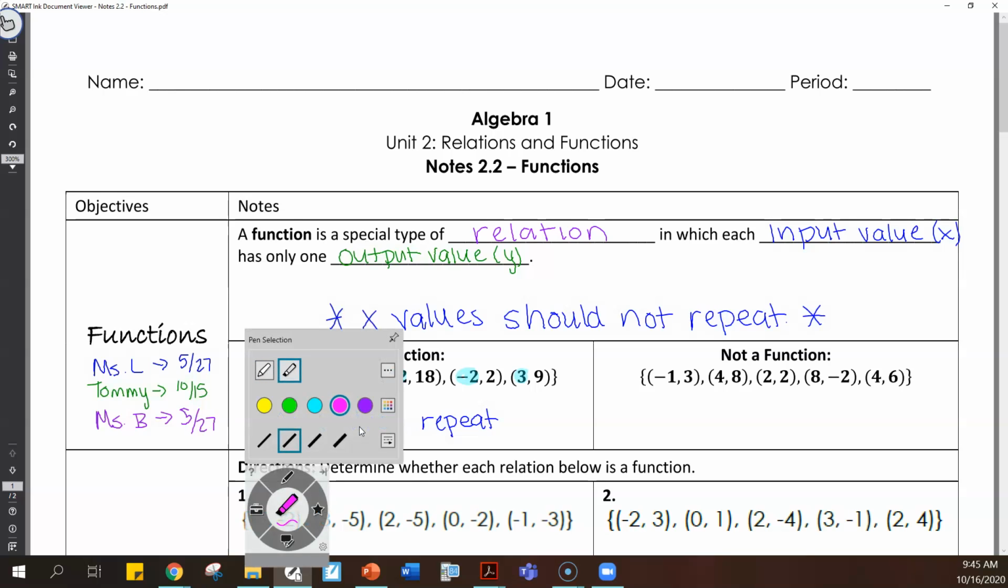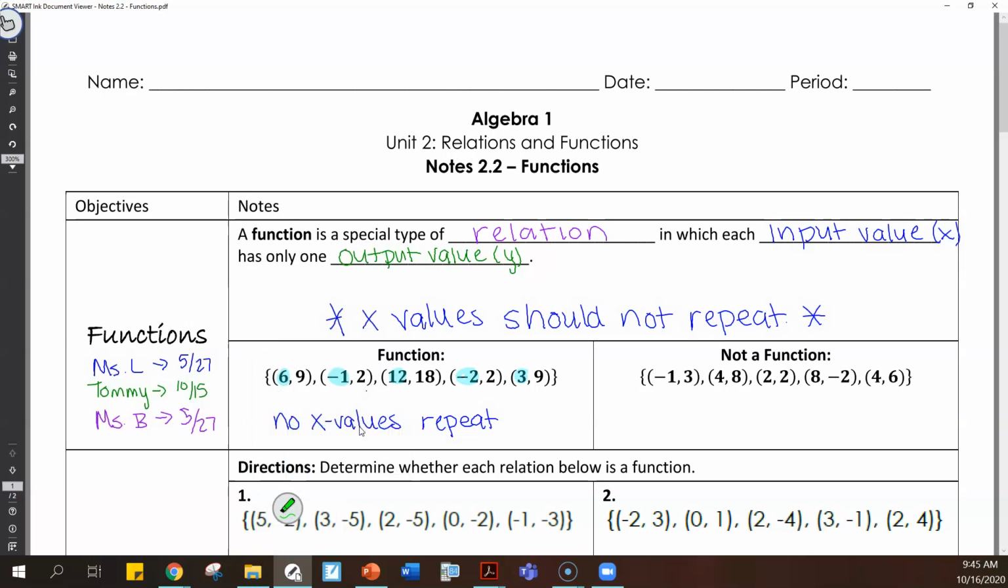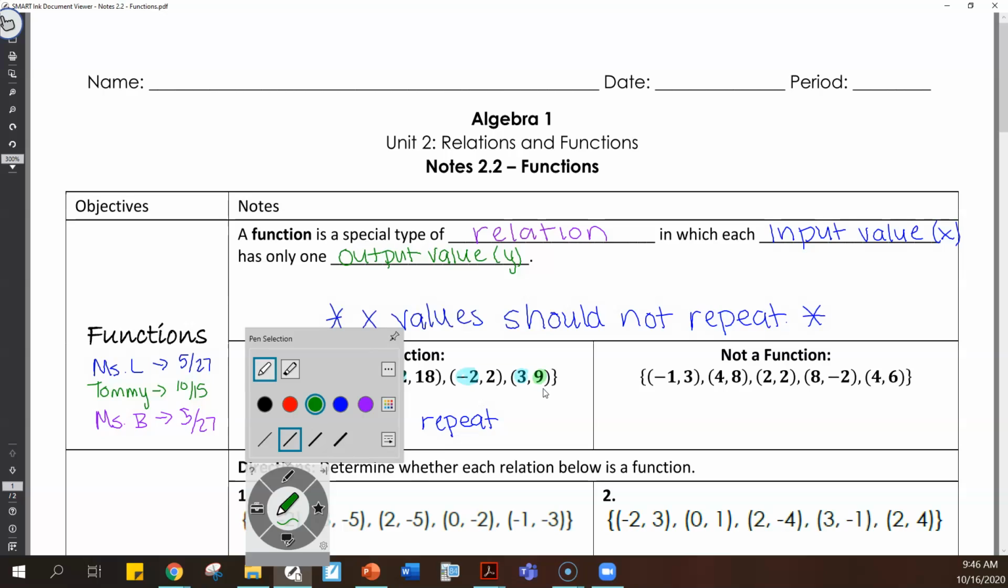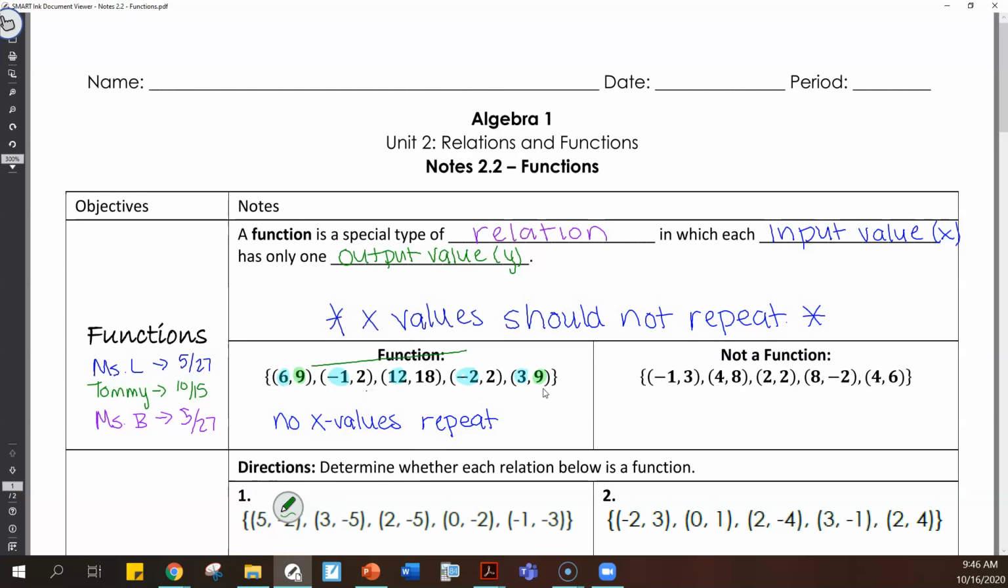Okay, now be careful with these because in this example, my y values repeat. When I plugged in 6, I got 9, and when I plugged in 3, I also got 9. That is not a problem. This still can be a function if the y values repeat. Just like two different people can have the same birthday, two different x values can have the same y value. Where I start to run into trouble is where I have repeating x's.